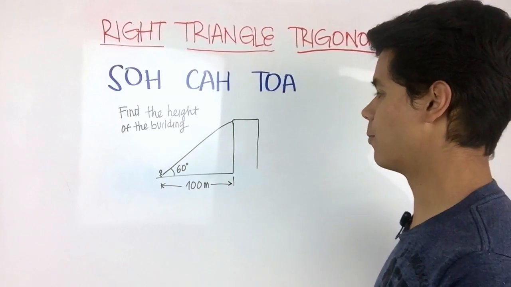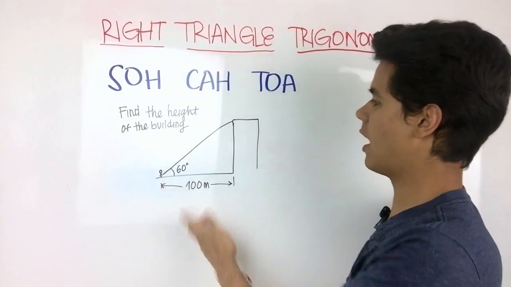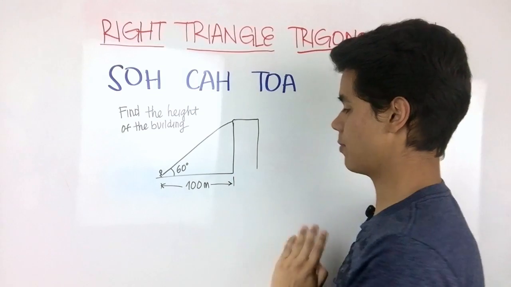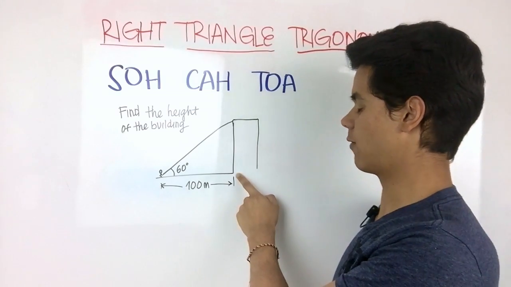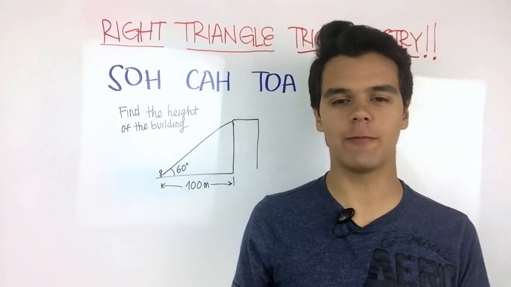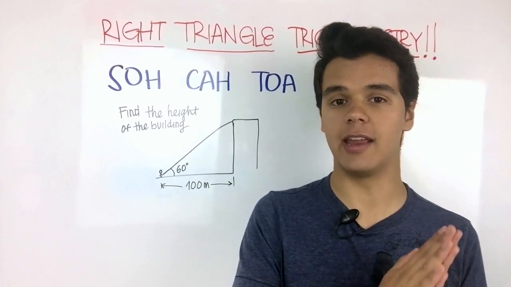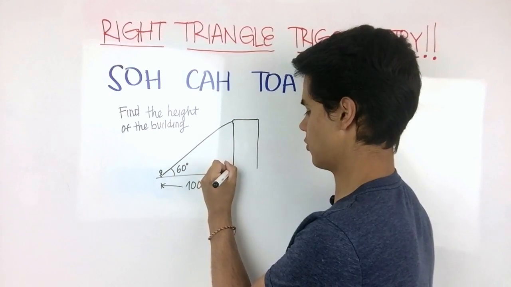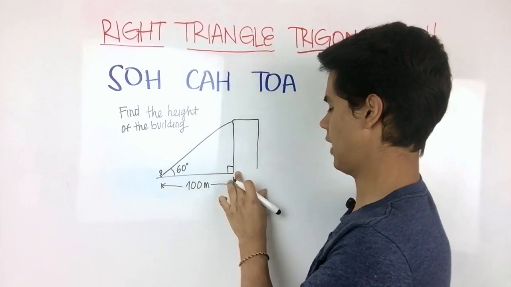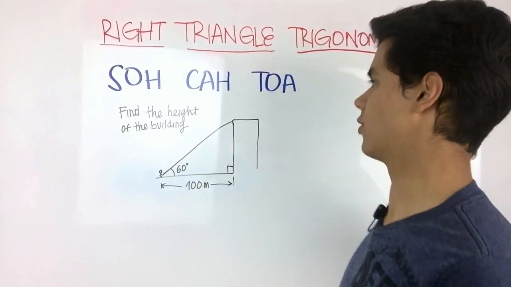Okay, so in this example, this person wants to know the height of the building. The person walked 100 meters in that direction, starting from the building, and to see the top of the building, that person has to look up at an angle of 60 degrees. This is a right triangle. This is an angle of 90 degrees, and this is an angle of 60 degrees.